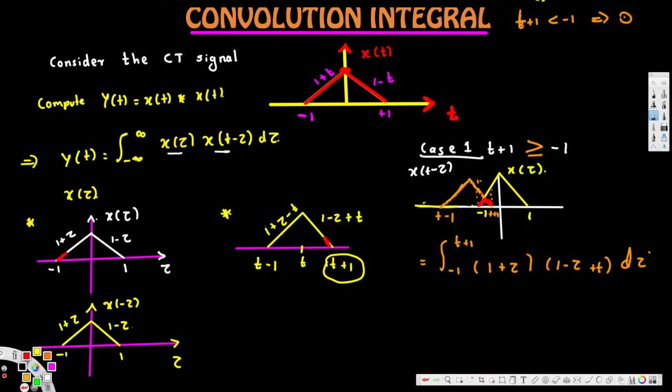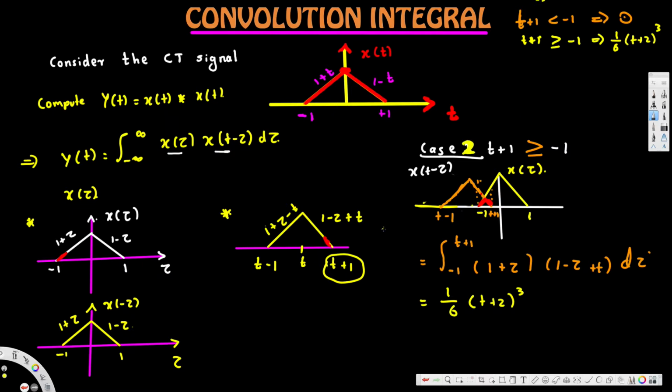Okay, now all we have to do is just do the integration. When you do the integration for this one, you will end up with 1 over 6 times t plus 2 cubed. So this is going to be the expression when we have t plus 1 greater than or equal to -1. Let's note this one down here. So when t plus 1 is greater than or equal to -1, we have the expression 1 over 6 times t plus 2 cubed. Okay, so this is the second case. Actually this is case 2, right?